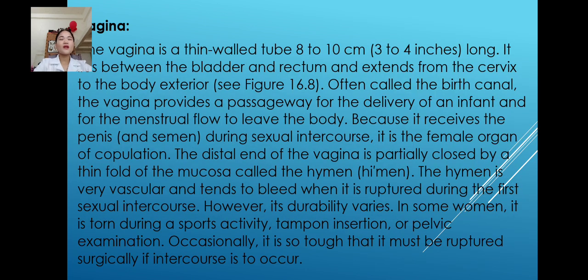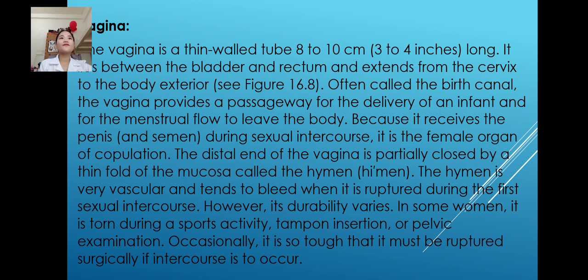So, vagina. The vagina is a thin-walled tube, 8 to 10 centimeters or 3 to 4 inches long. It lies between the bladder and the rectum and extends from the cervix to the body exterior, often called the birth canal. The vagina provides a passageway for the delivery of an infant and for the menstrual flow to leave the body. Because it receives the penis and semen during sexual intercourse, it is the female organ of copulation.